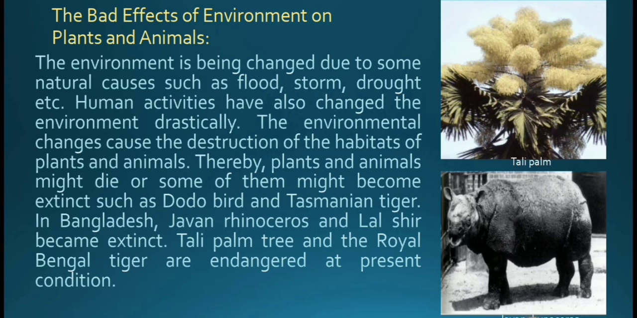Wow. Plants and animals might die, or some of them might become extinct, such as dodo bird and Tasmanian tiger. Here is a new word, extinct. Extinct means die forever. So already dodo bird and Tasmanian tiger have become extinct.